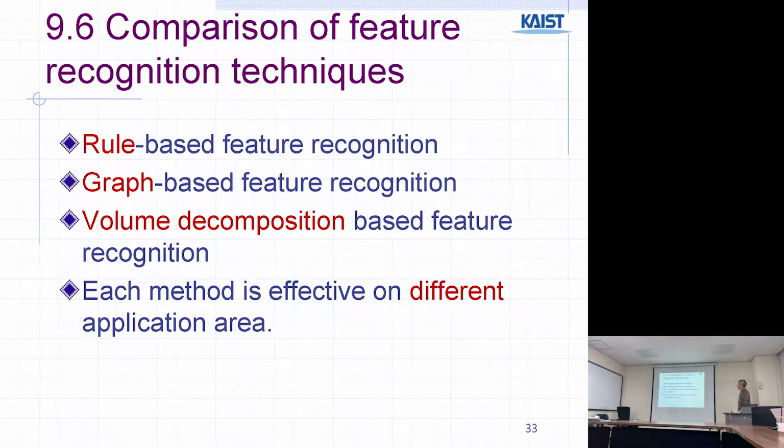Okay, then go on to feature recognition technique comparisons. We already saw in the previous presentation rule-based feature recognition and graph-based recognition. I explained the volume decomposition based method, and they have different advantages and disadvantages.